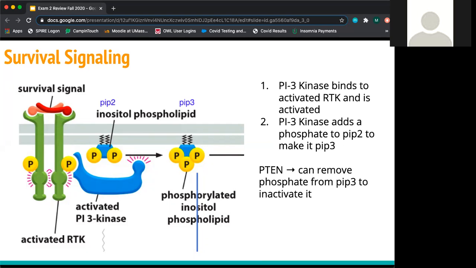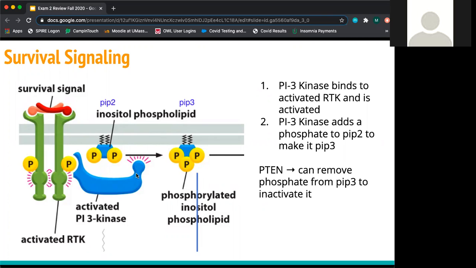form of a dimer. Then instead of GRB2, you're going to have a kinase called PI3 kinase. PI3 kinase has an SH2 domain, so it is able to bind the activated RTK. When PI3 kinase binds the activated RTK, that activates PI3 kinase. You have these lipids anchored into the cell membrane, known as PIP2.